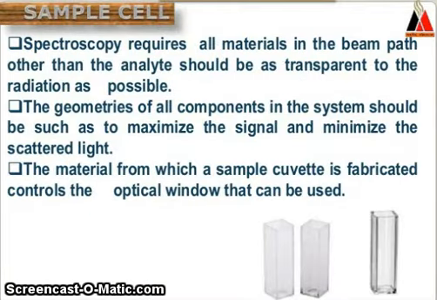Simple cell. Spectroscopy requires that all materials in the beam path other than the analyte should be as transparent to the radiation as possible. The geometries of all components in the system should be such as to maximize the signal and minimize the scattered light. The material from which a simple cuvette is fabricated controls the optical window that can be used.